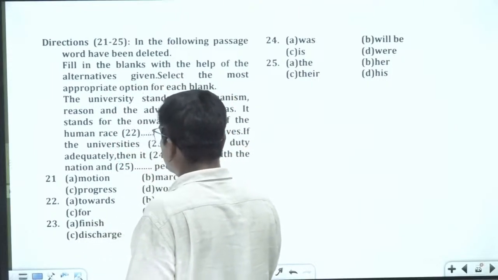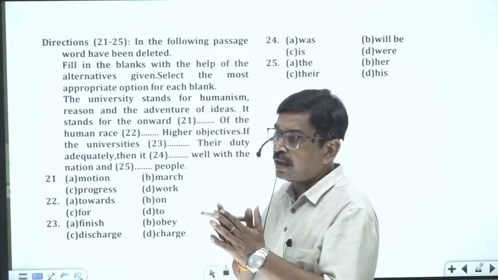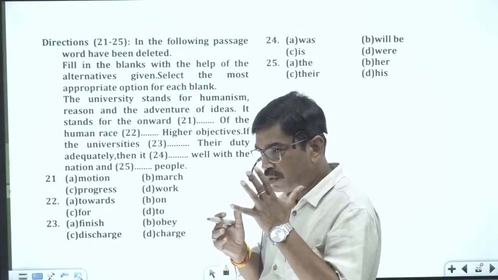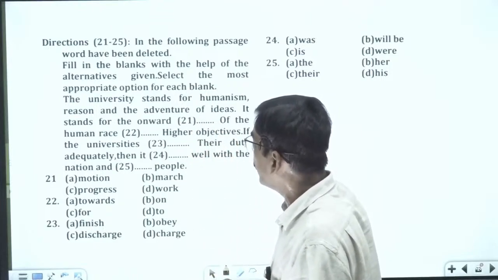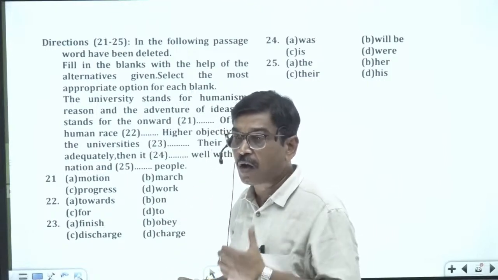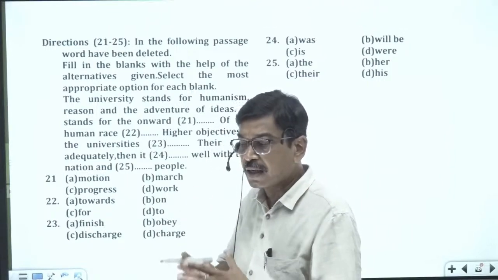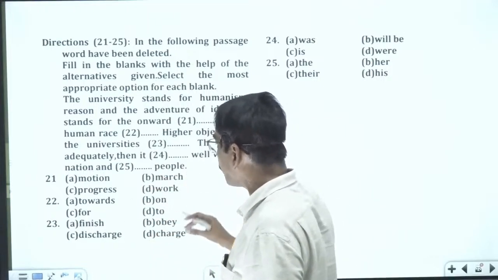This is the cloze test, which is based on a paragraph where you have to select the appropriate word to fill in the blanks. But it's a challenging task also. If you miss a little bit or get confused a little bit, then the answer might be wrong. So please be careful in choosing the options.